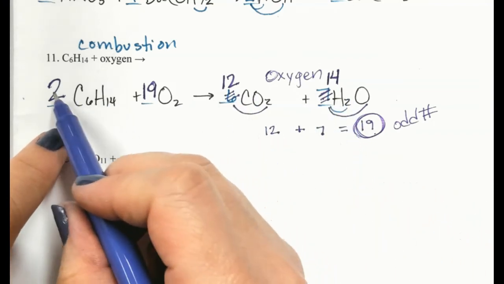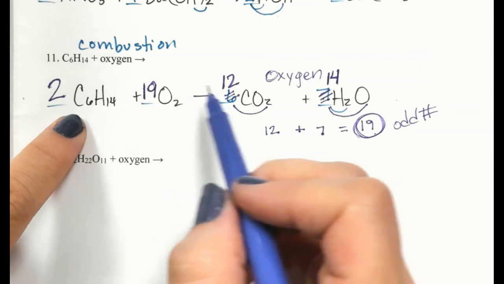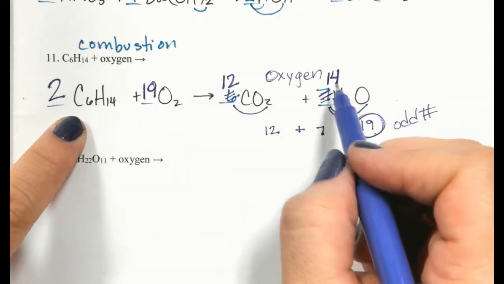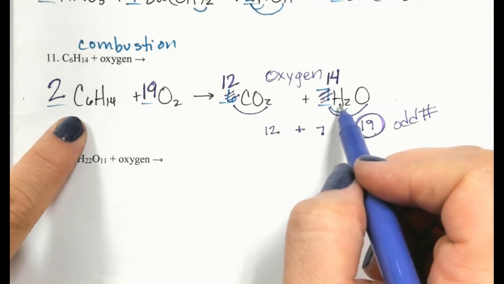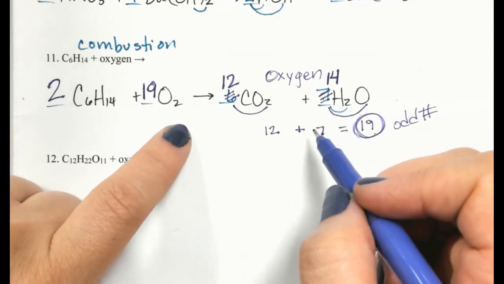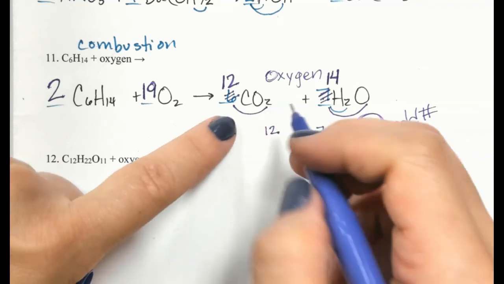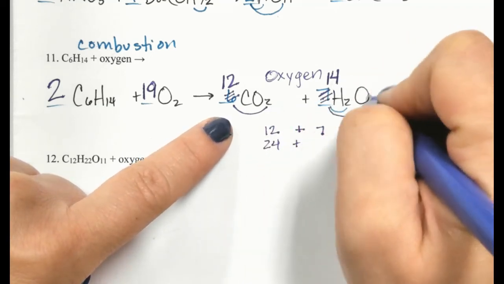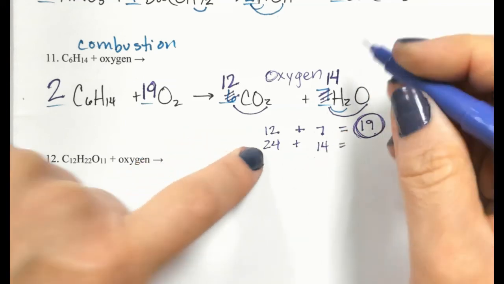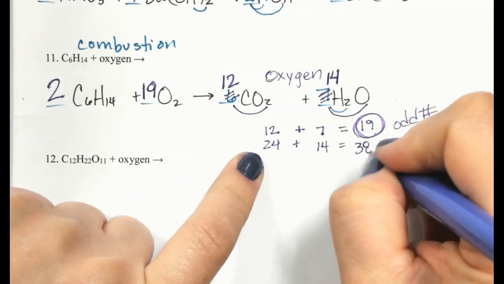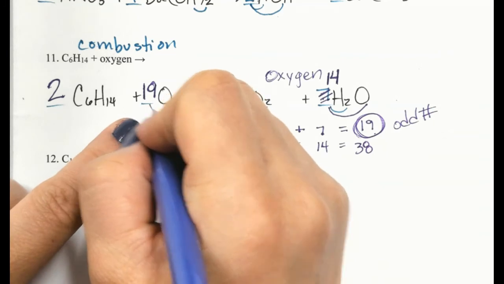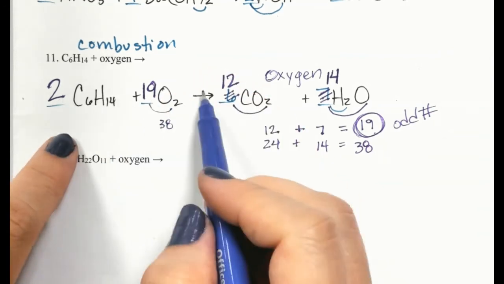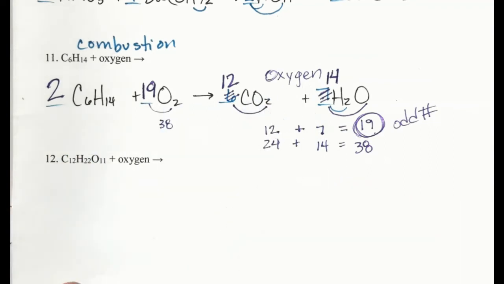Notice that I have 2 times 6 is 12 carbons, 12 carbons. 2 times 14 is 28. 14 times 2 is 28 hydrogens. And then for my oxygens, I have 12 times 2 is 24 plus 14 is equal to 38 oxygens, and 19 times 2 is equal to 38 oxygens. So with these coefficients, everything is now balanced.